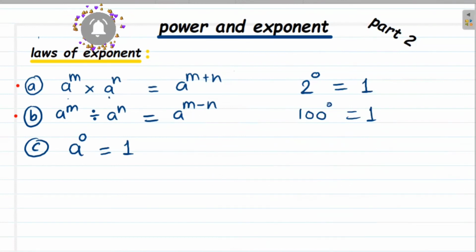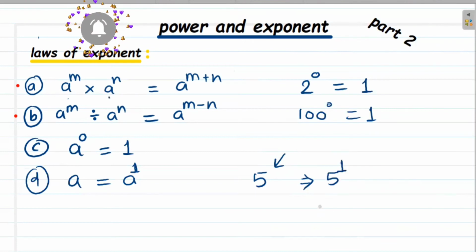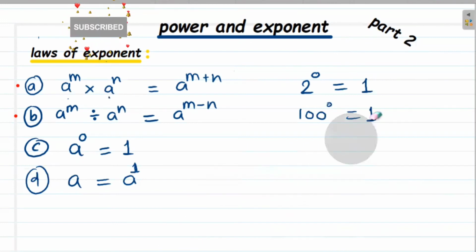Now let's look at the fourth law. If any number is given to me, then I can write that number in the form of an exponent by giving 1 as the exponent. We have seen that an exponent shows how many times a particular number is repeated. If I have to show 5 in exponential form, how many times is 5 here? Only 1 time. So I can write 5 raised to 1.